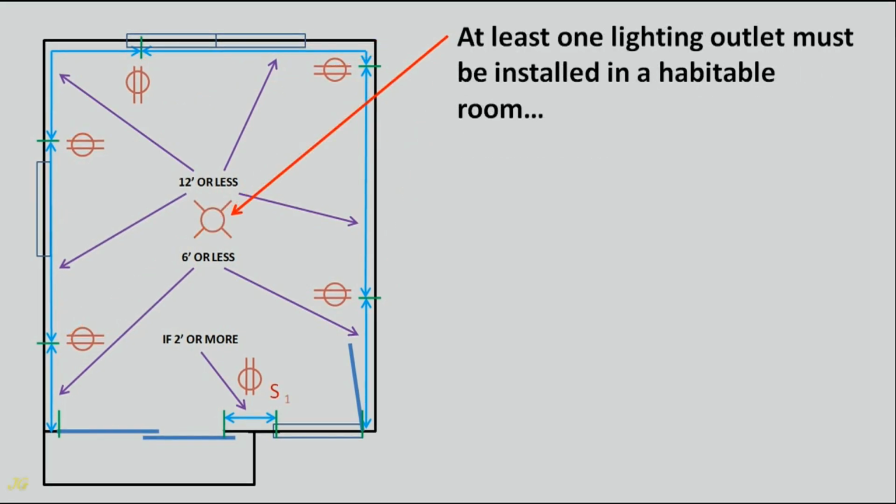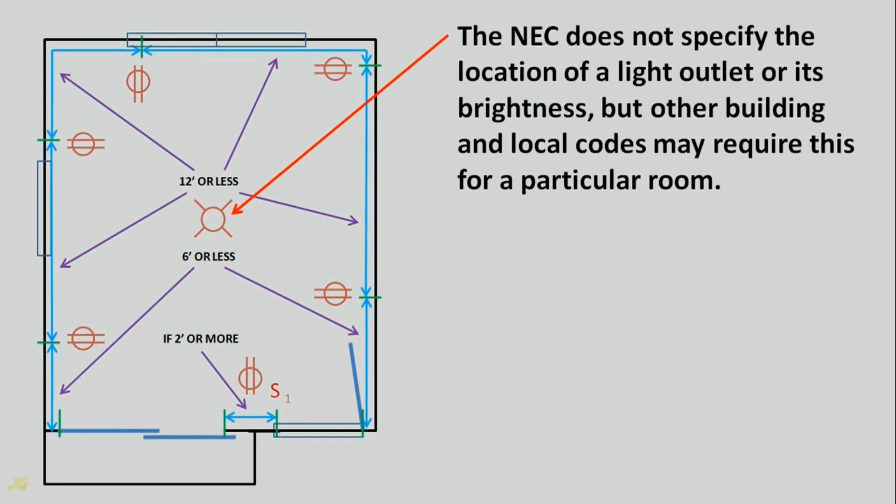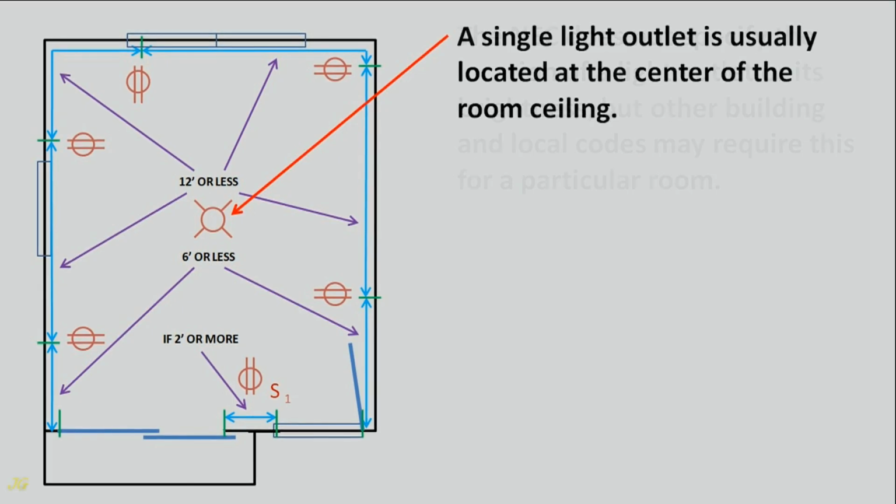At least one lighting outlet must be installed in a habitable room, controlled by a wall switch located near the entrance to the room. The NEC does not specify the location of a light outlet or its brightness, but other building and local codes may require this for a particular room. A single light outlet is usually located at the center of the room ceiling.